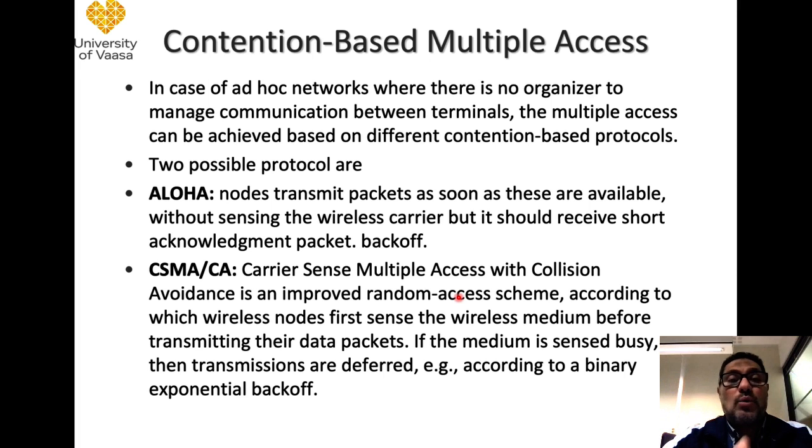Okay, now after reviewing the contention-free multiple access, where we need a backbone structure like an organizer for the network in order to divide the radio resources between all terminals. Now what happens if we have an ad hoc network? In an ad hoc network we don't have such an organizer.